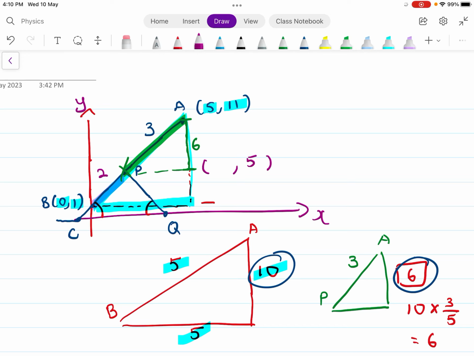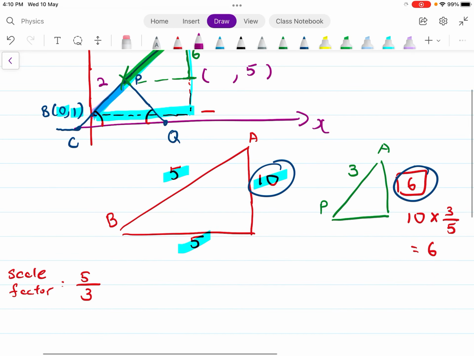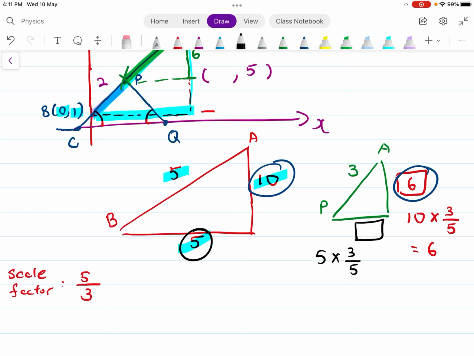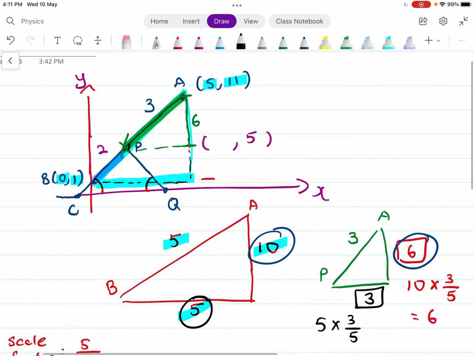Now it's time to determine the x coordinate of P, so I need to look at this part. The big horizontal length is 5 units. How do I find the horizontal length of the small triangle? You simply use 5 times 3/5, or 5 divided by 5/3. It's the same thing, as long as you get an answer smaller than 5. So it's 3 units. From here all the way to here is 3 units.